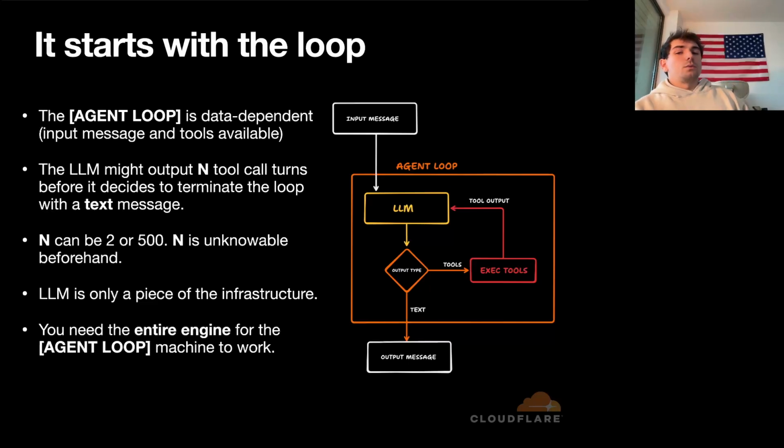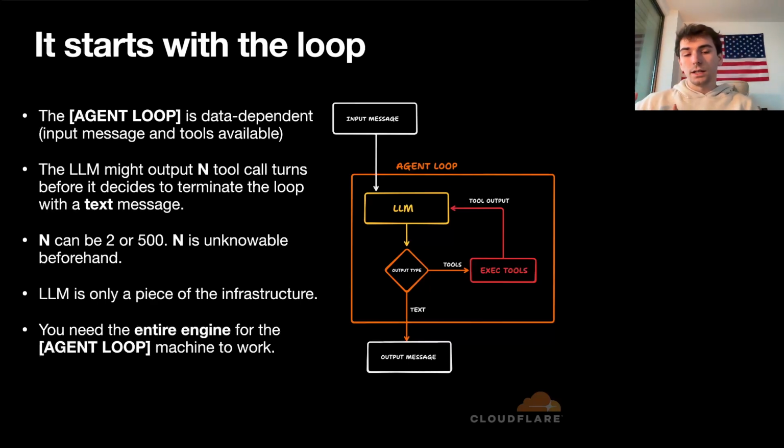Well, it starts with the loop. This is as simple as I could put it, I think. The agent just works like this. You have an input message, and then with that input message, you're going to call an LLM. This LLM might have some tools available to it that you've given it access to. And as the LLM reasons, there are two possibilities that it might output.